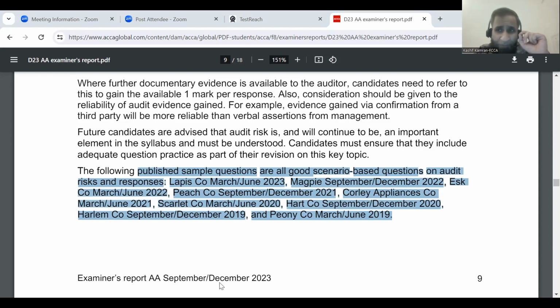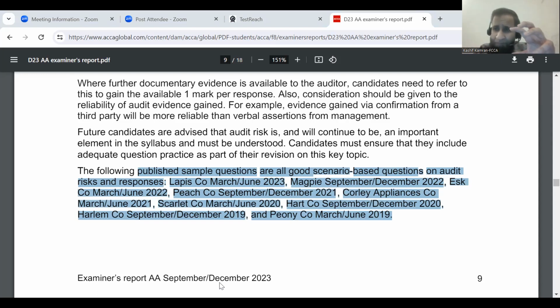And what will you find from the examiner report? You will compare your answer with the examiner report, right? You will see, have I written something in my answer which the examiner is not happy with? Cross. Have I written something in the answer with which the examiner is happy with? Tick. And follow the advice for future exams.